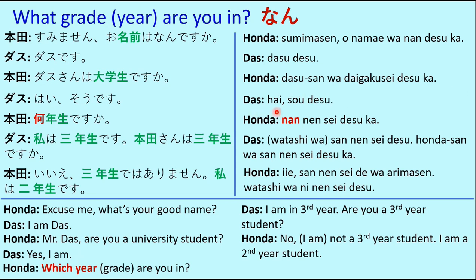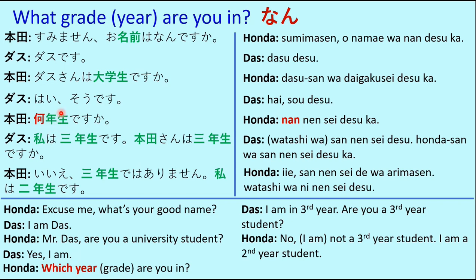Das-san says, hai, so desu. Hai, so this means yes, I am. Then Honda-san again asks, nan nen sei desu ka? So here you can see nan, the kanji of nan has come here, which we saw in a previous slide. Nan nen sei desu ka? So nen is the kanji for year.